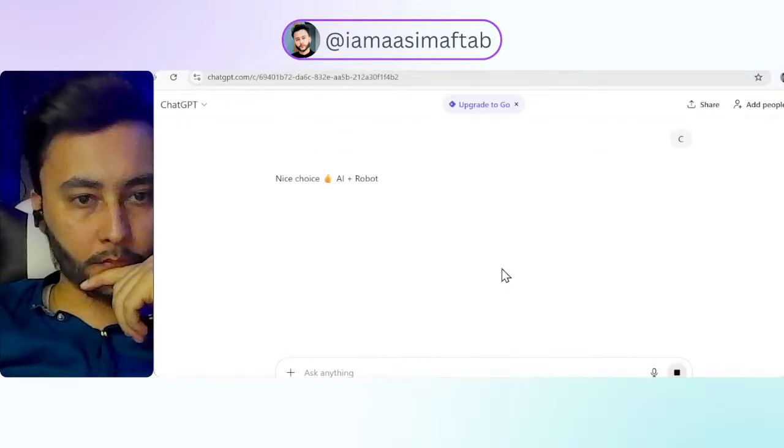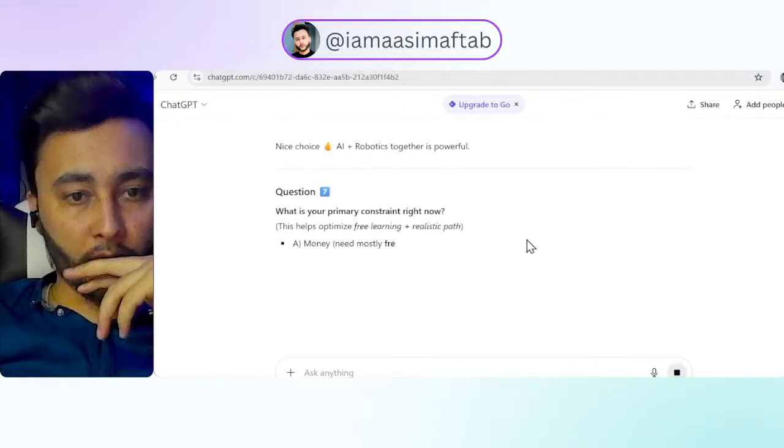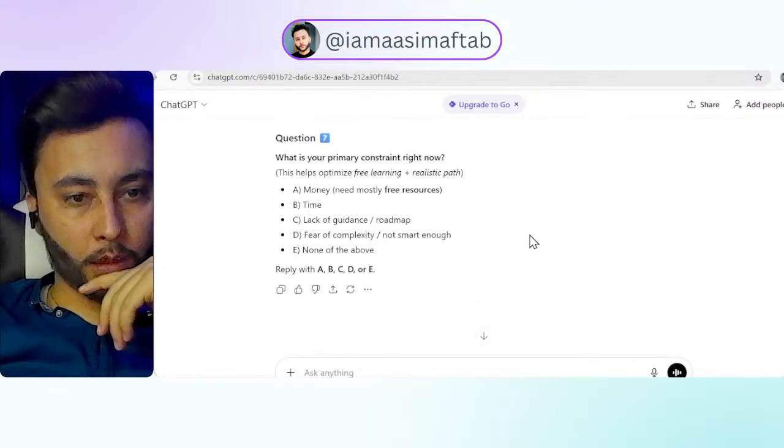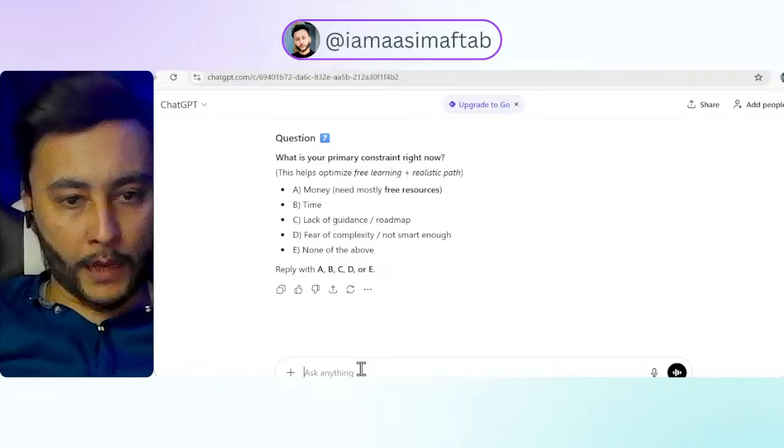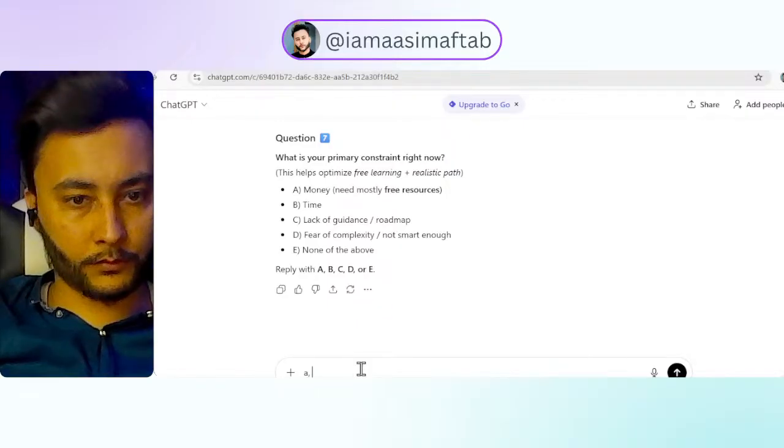Okay, see, what is your primary constraint right now? This helps optimize free learning plus a realistic path. Money, need mostly free courses, time, lack of guidance or roadmap. Okay, I will select here A, lack of guidance, and C.